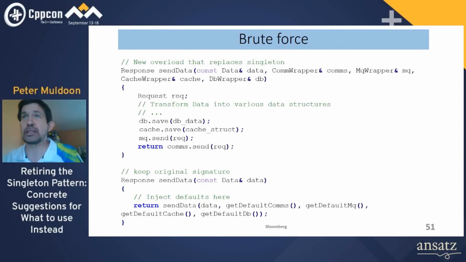Well, we can use brute force. This was frequently used in functions where you just say, I need an X parameter, and that's why when you go to legacy code, you'll see 15, 20, even 30 parameter functions. So here, I now have a 5 parameter function: my original data member, and each of my wrappers. Inside of that, I'll just call the save on the DB and the cache, I'll call the send on the MQ and the comms, and it will all work.